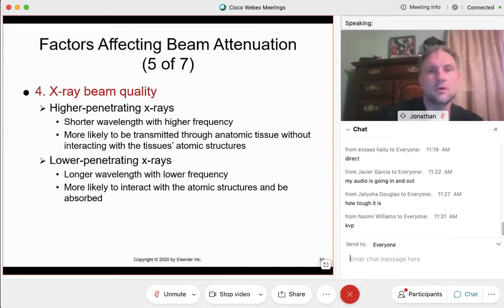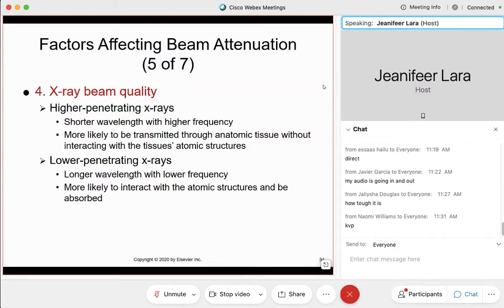Anybody else have any questions about factors affecting beam attenuation? I know this takes a minute to get your head wrapped around it. I know it's a lot, but you've got to learn your terms. There's no way around it. You've got to know your terms. Okay?